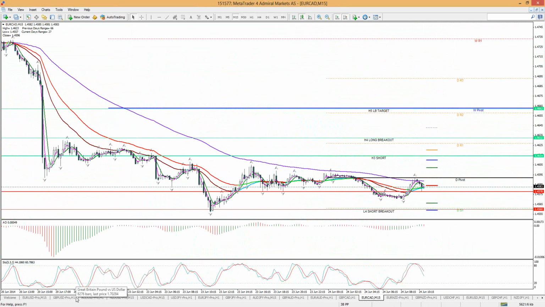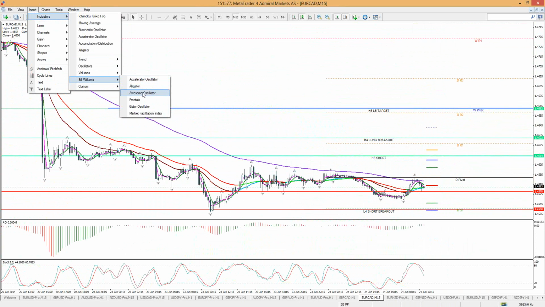What is the indicator above stochastics, at the end of my screen? Well, above it is the AO. That's the awesome oscillator. You can find that by going to Insert, Indicators, and then Bill Williams. And then it will say awesome oscillator.